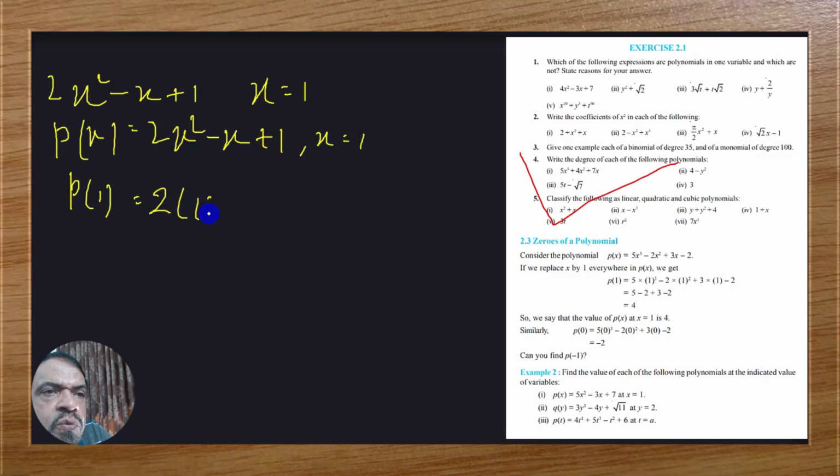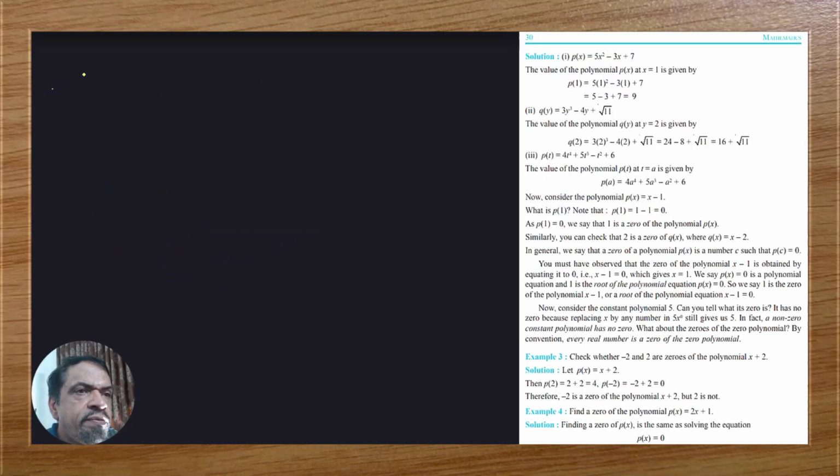So it is 2 times 1 square minus 1 plus 1. So it will be 2, minus 1 plus 1 cancel, the answer will be 2. So this is the value. Now let us see a very simple example.